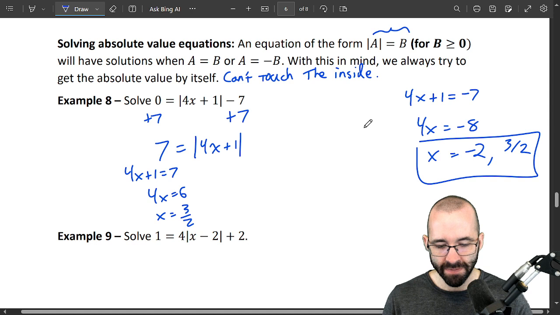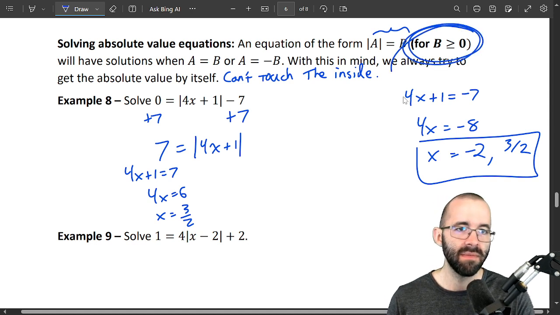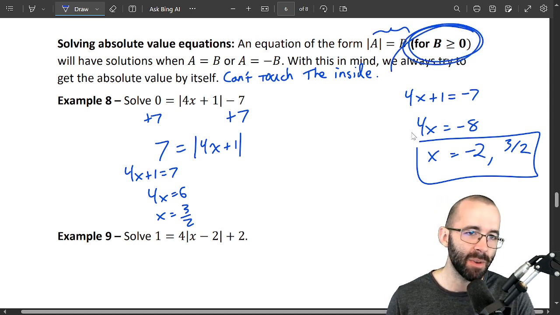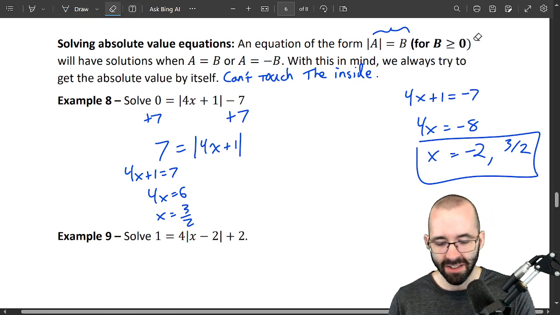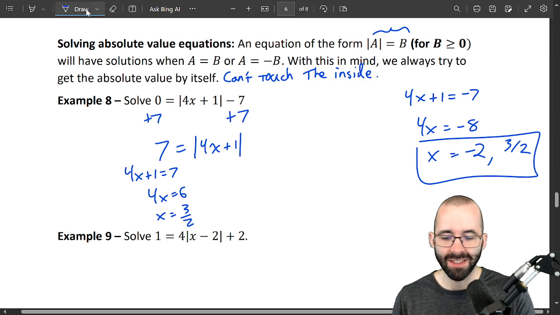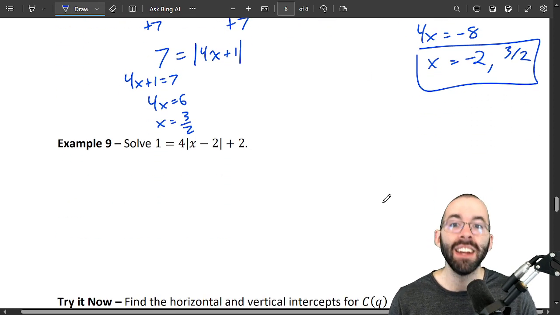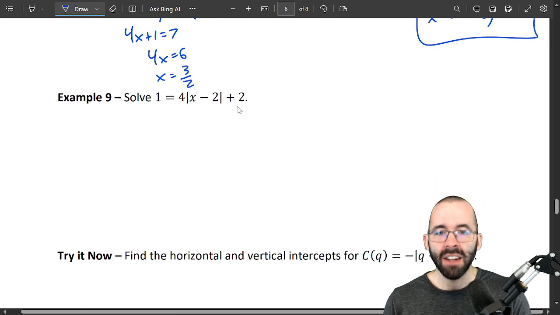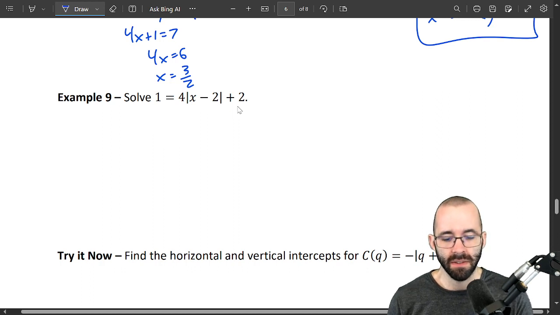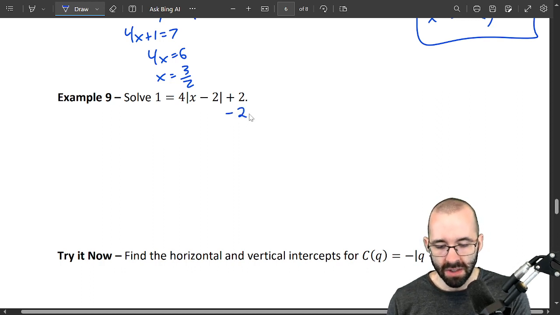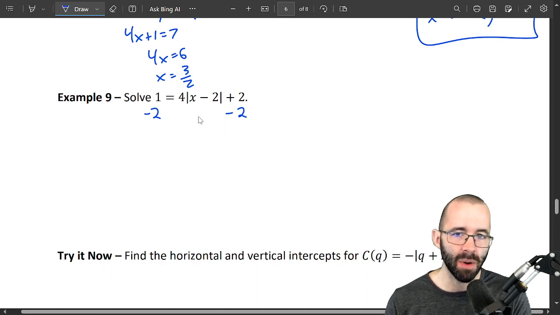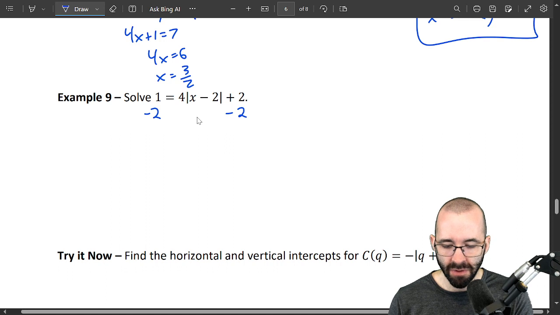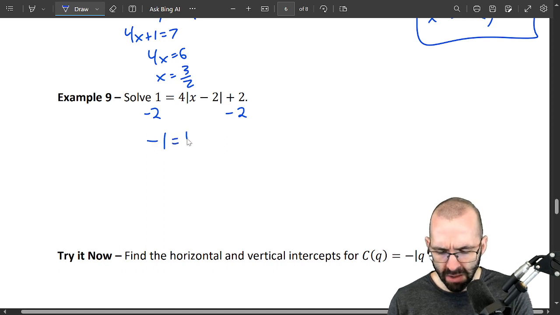So let's do the next one. Say this only works for B, the right-hand side. That's not negative. What happens if it is? Example 9 has the answer. Let's get the absolute value by itself. So we subtract 2 from both sides. We could divide everything by 4, but let's subtract 2 first. That'll be easier. We get -1 is 4 times the absolute value of x minus 2.